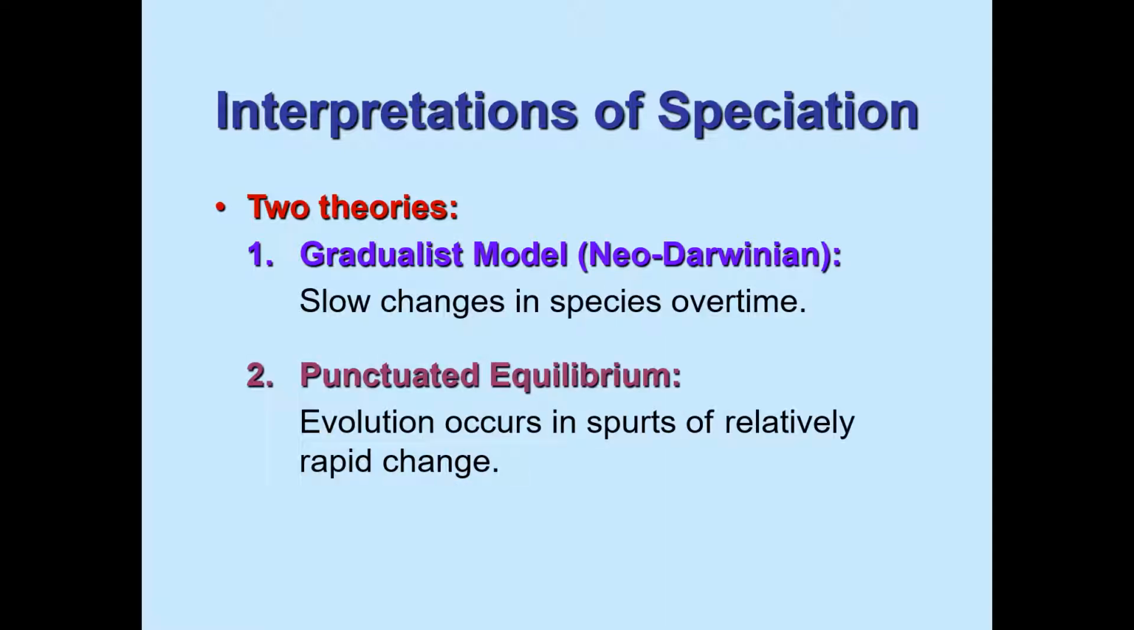Now, to finish this up, interpretations of speciation. You can have two theories. The gradualist model means that there were slow changes in species over time. That's one theory. And then the second one is punctuated equilibrium, and that says that evolution occurred in spurts of relatively rapid change. And whichever one you choose to believe is up to you.